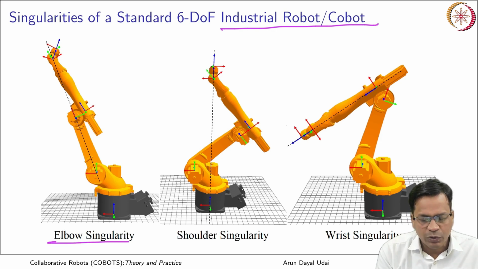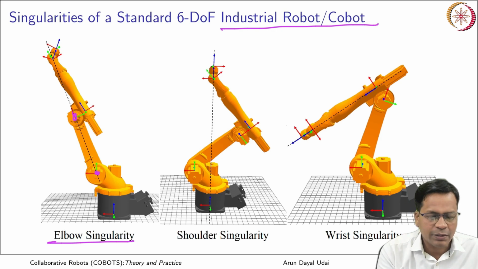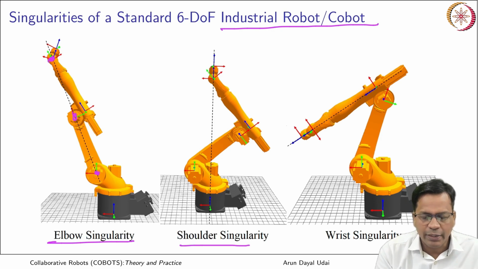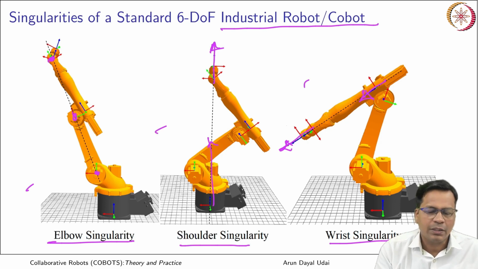So, this is elbow singularity. You see this and this comes in a straight line now. Shoulder singularity, you have this axis getting aligned with the last axis, two axes, and wrist singularity here is this axis comes in line with the fourth one. Fourth and sixth gets in line. So, these are few singularities which are there.